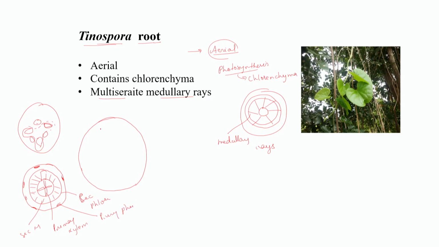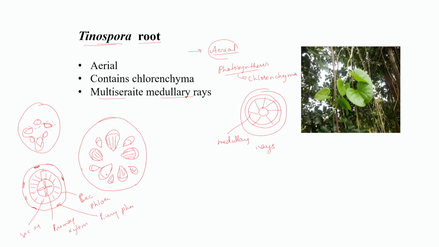Okay, when you will see the structure in this way, this Tinospora root will also form secondary structure, but when you will observe it, you will see some sort of discrete patches. It will appear that it's a dicot stem. It will appear, but it's actually not a dicot stem. You will see discrete patches of these tissues. This is the secondary phloem.